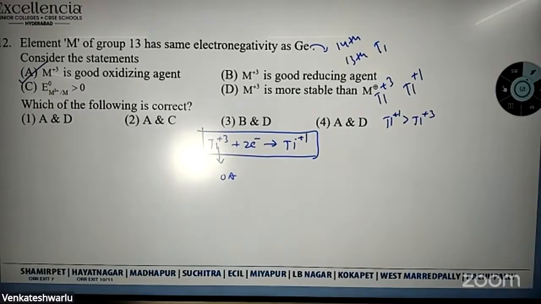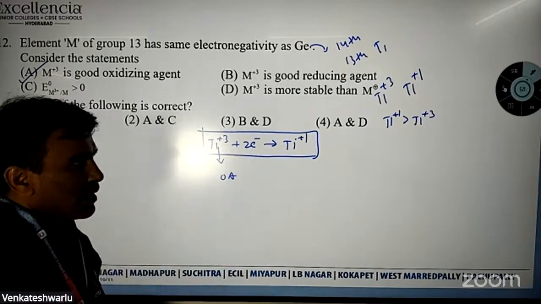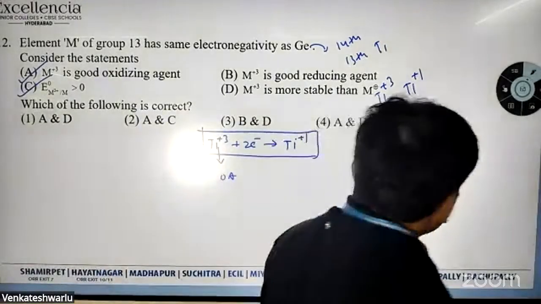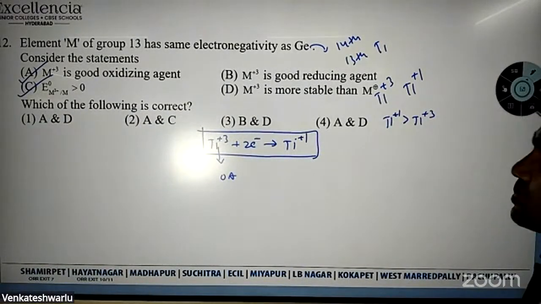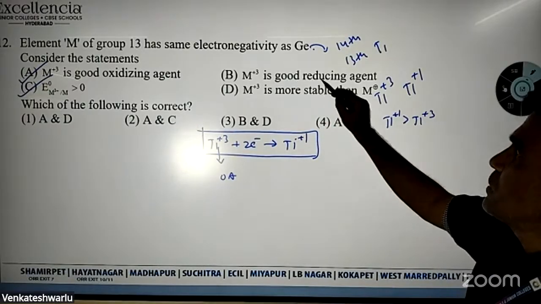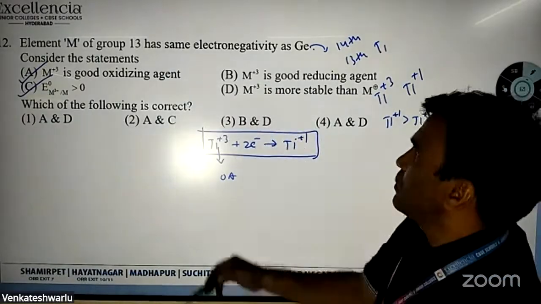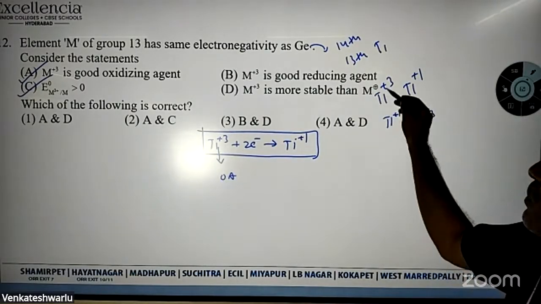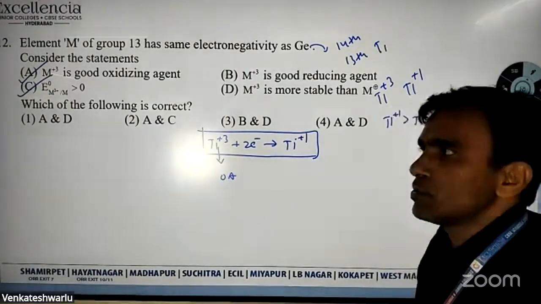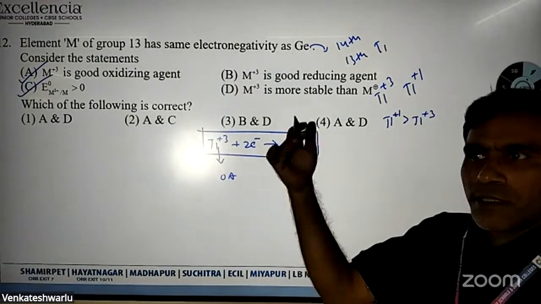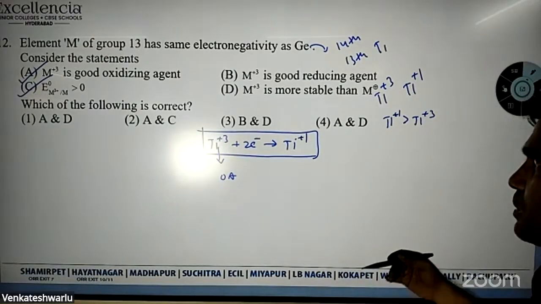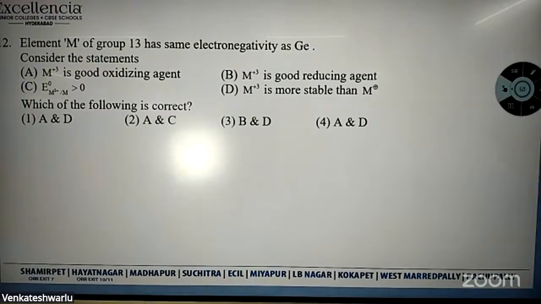So as it is undergoing reduction, its value is greater than 0. M plus 3 is a good reducing agent is a wrong option because it is an oxidizing agent. And M plus 3 is more stable than M plus is a wrong option. I told you plus 1 is more stable than plus 3 according to the inert pair effect, right? We know that in the third group or 14th group or 15th group, down the group, the lower oxidation state is more stable. It's a very simple concept.